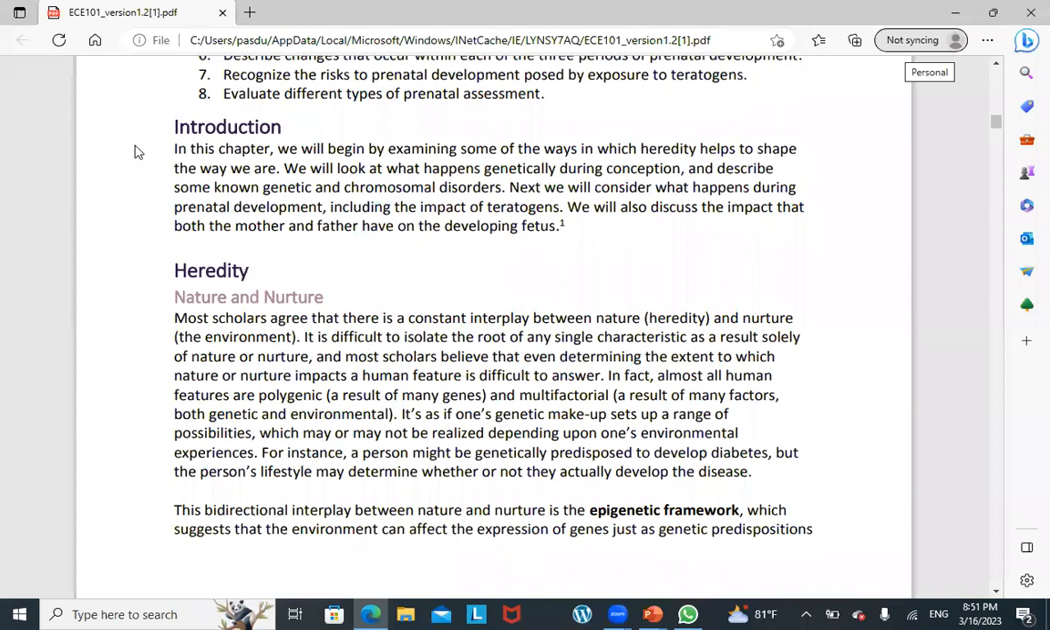Okay, right. So what we understand is that for our development, both heredity and environment are important. Actually, our genes carry some genetic information, but realization of that information sometimes depends on the environment we are growing up in. Is it understood now? Yes, sir.